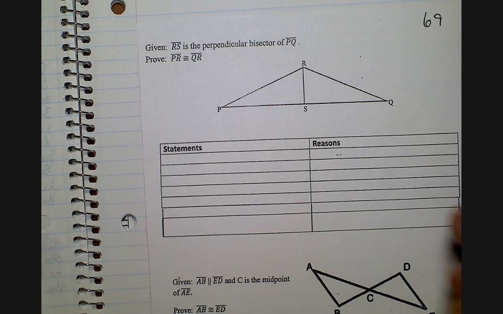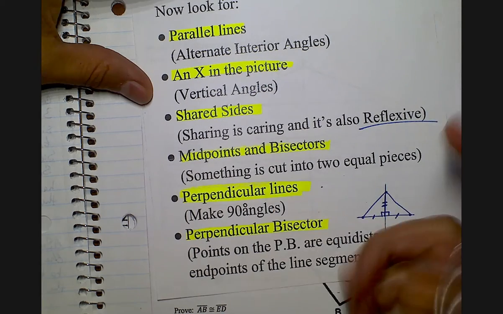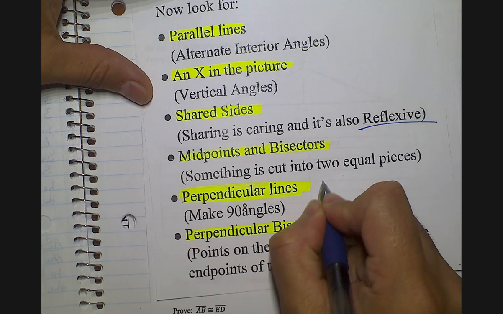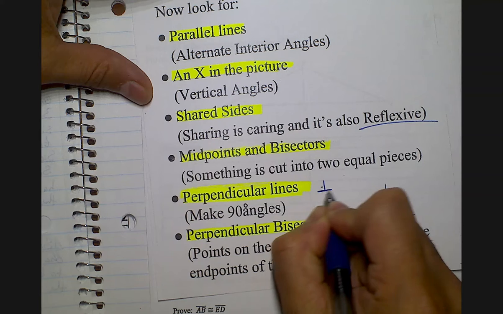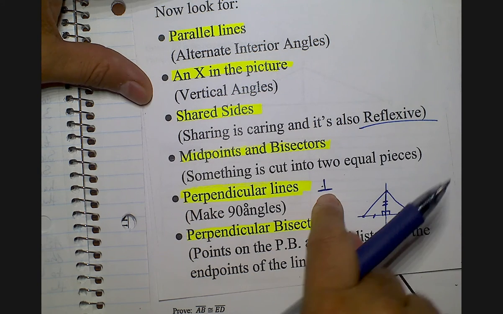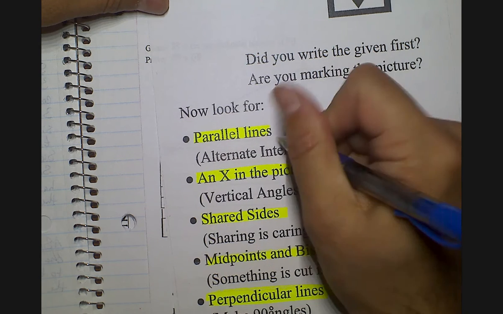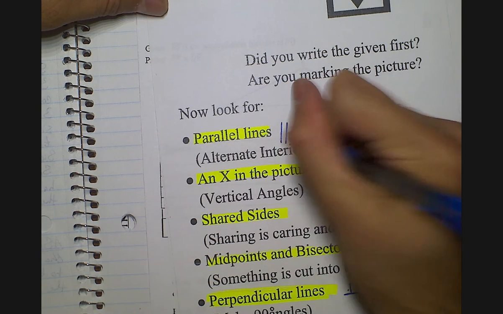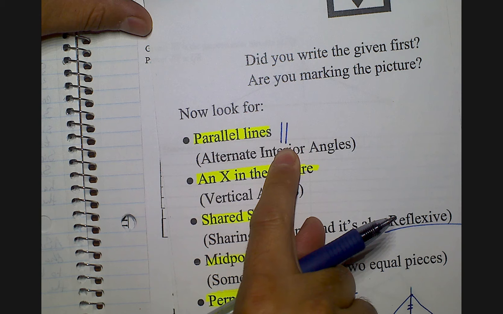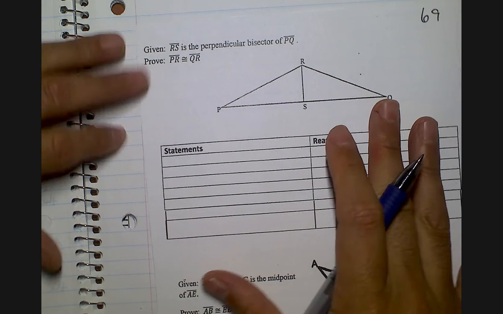Now, there's one thing I want to show you which I did not do yet. Okay, perpendicular lines. There's a symbol for perpendicular. It's an upside down T. Upside down T is the symbol for perpendicular. Just like parallel lines has a symbol which is like that. That's the symbol for parallel lines. So I'm gonna shorten this up right here.